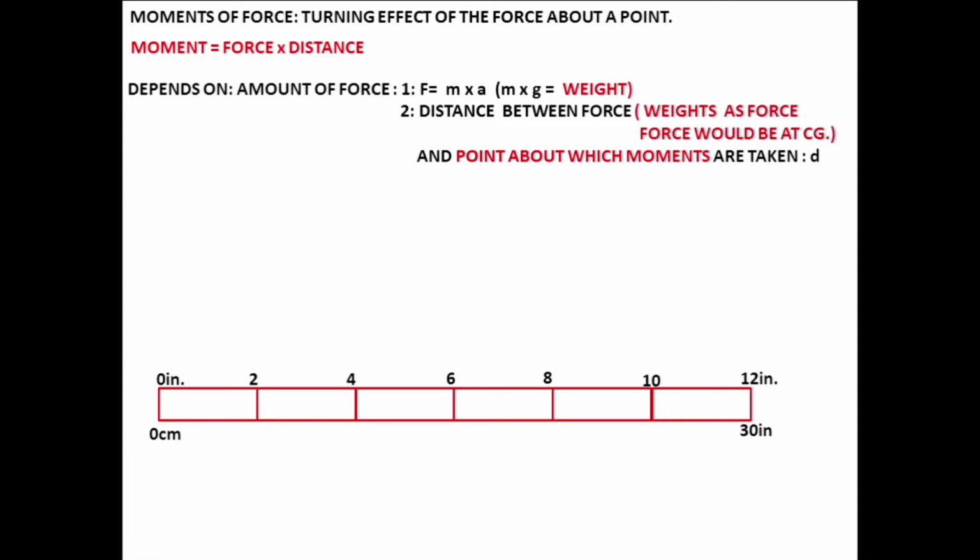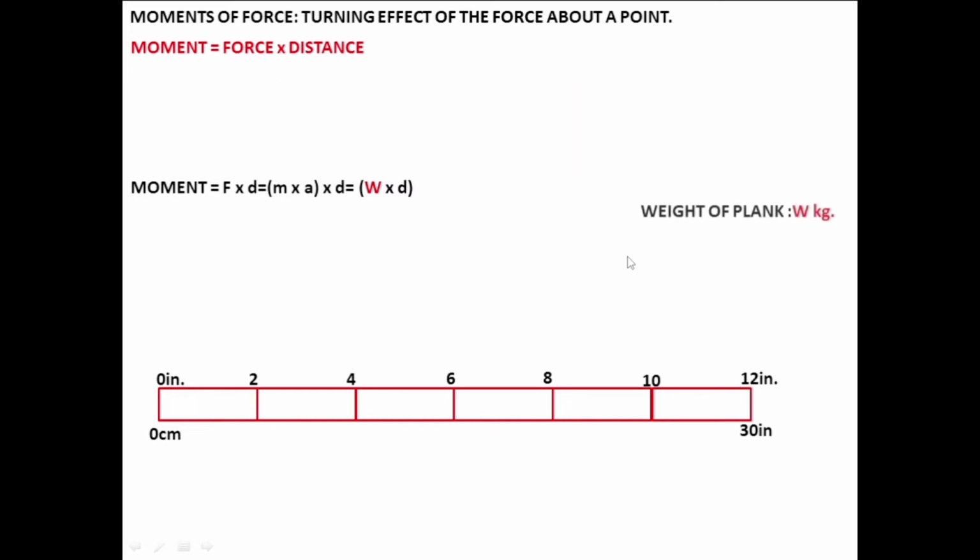This force is the weight as far as we are concerned here, and the distance is from the point around which we are measuring the moments. And moment is weight into the distance from the point around which we are talking about the moments. Let us just consider the weight of this plank as W. The moment it is going to make is W into D.